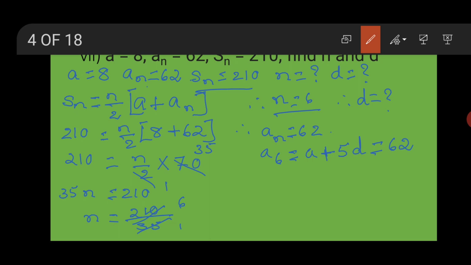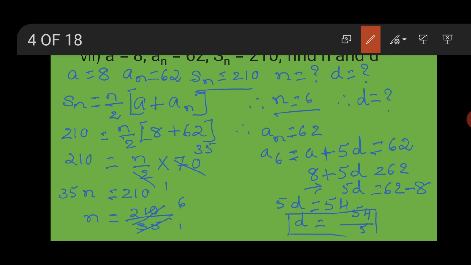So now substitute the a value here. a is 8, so 8 plus 5d is equal to 62. Therefore 5d is equal to 62, plus 8 becomes minus 8. Now 5d is equal to 62 minus 8. What is the value of 62 minus 8? It is 54. Therefore d is equal to 54 divided by 5. You can't simplify further. So the value of d is equal to 54 divided by 5.